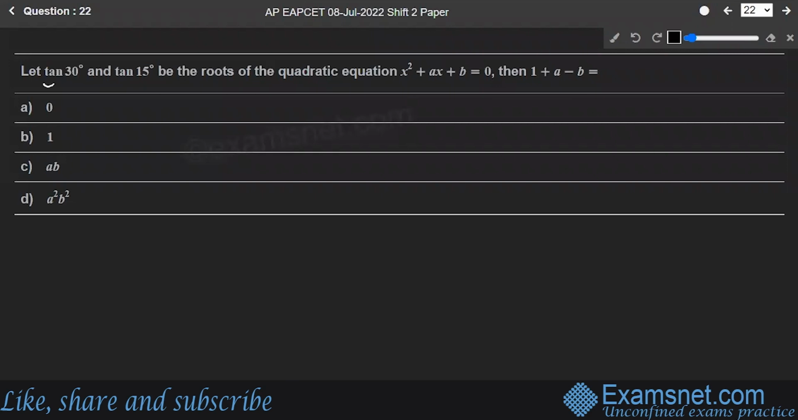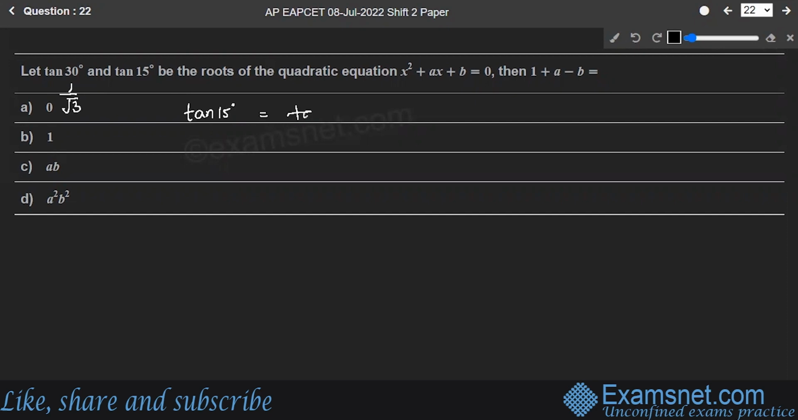Question number 22: let tan 30 and tan 15 be the roots of the quadratic equation x squared plus ax plus b is equal to 0. Then you have to find out the value of the expression 1 plus a minus b. So basically what you have to find out is a and b values. You know the value of tan 30, it's 1 by root 3. Tan 15, I don't know, but we can find out.